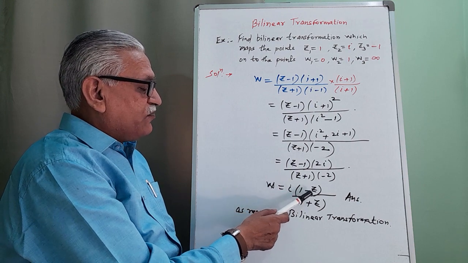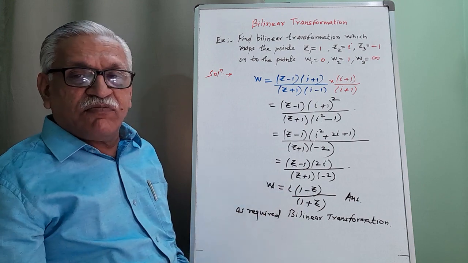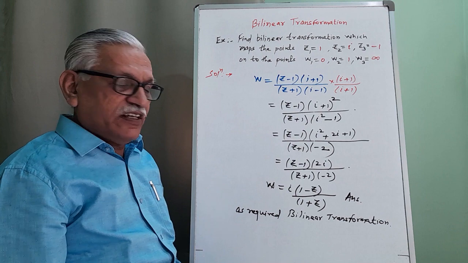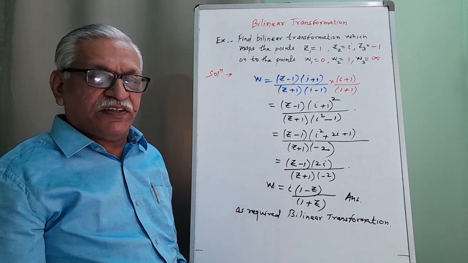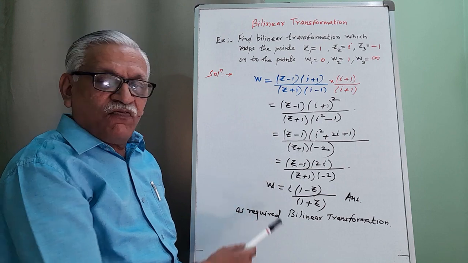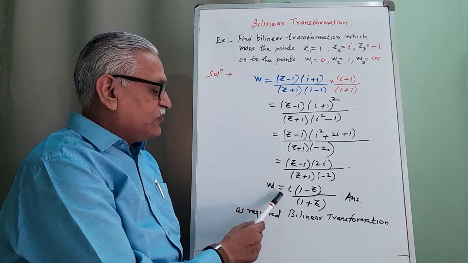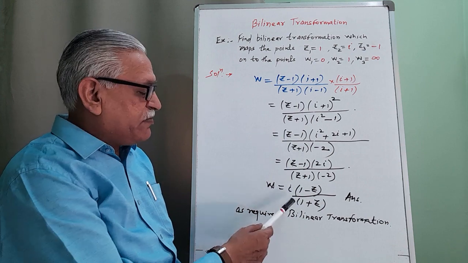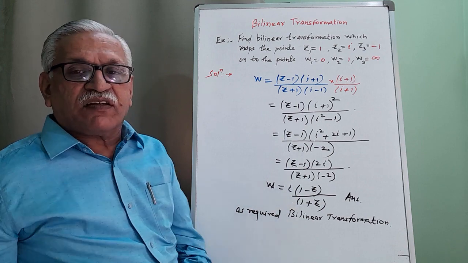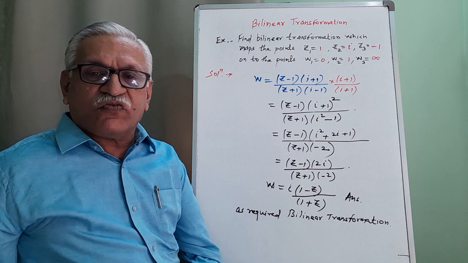The degree of the terms of z and w is 1, that's why it is linear, and both terms with degree 1, that's why it is bilinear. Therefore, the final transformation is w equals i multiplied by 1 minus z, whole divided by 1 plus z. One more problem I will discuss in my next video.